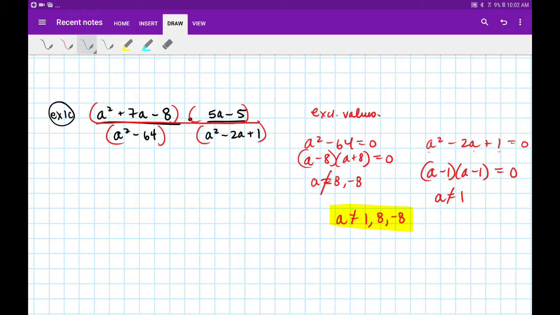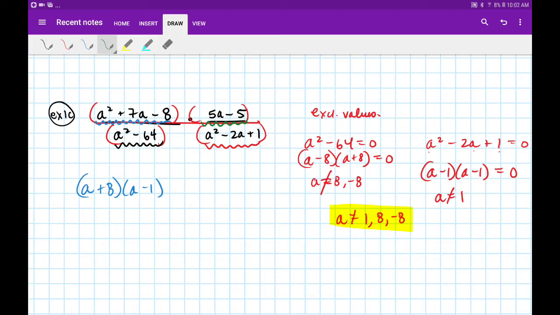See if you can actually pause the video and try factoring. Actually, all 4 expressions can factor, okay? So try factoring it yourself. Okay, so from a squared plus 7a minus 8, I would get a plus 8 times a minus 1, and that would be from magic x.